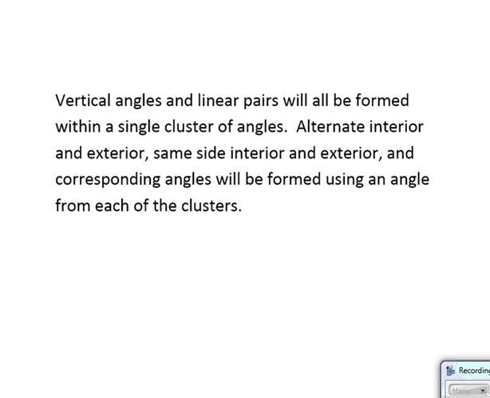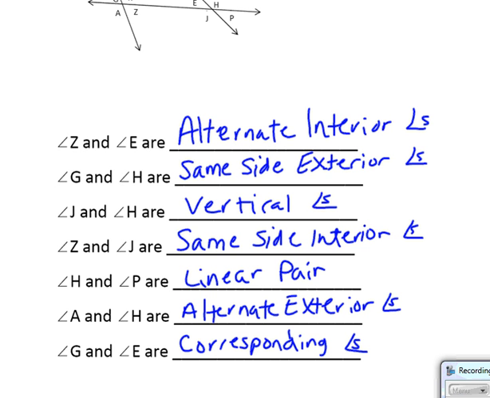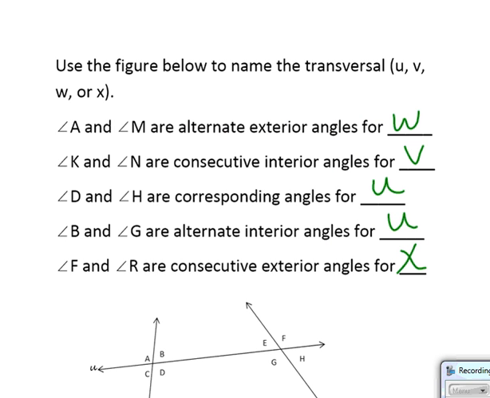Stop the video and go through the problems on the next 2 pages. You're going to be identifying the type of angles listed, followed by identifying the transversal used to form the angle clusters that are listed on the next page. When you've done that work, start the video again to check it. Check your first page and see how you did. Now check your second page and see how you did.